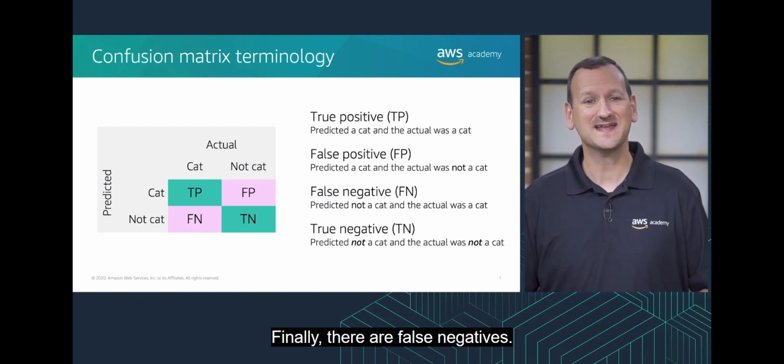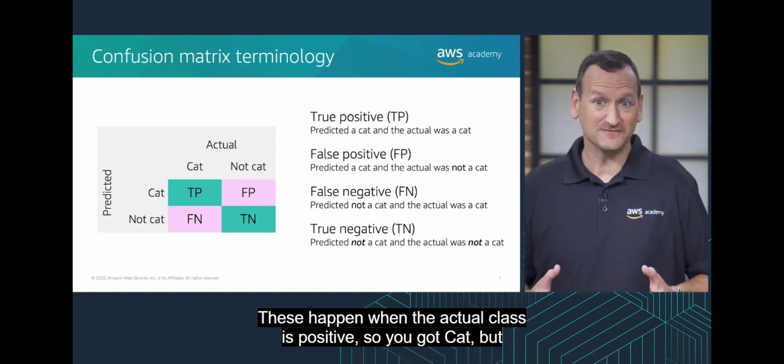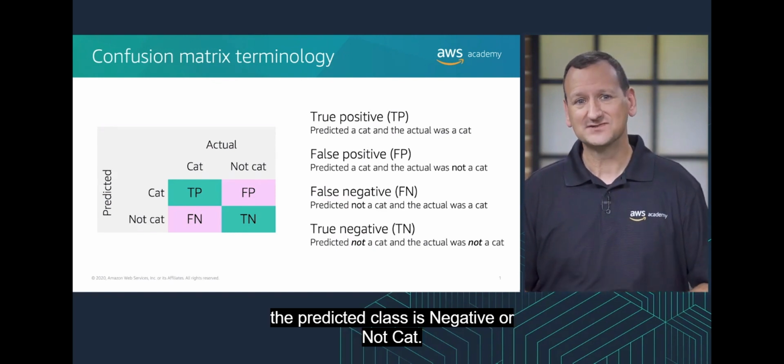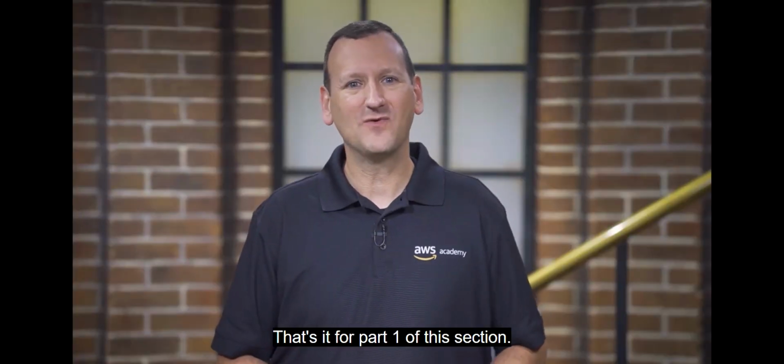Finally, there are false negatives. These happen when the actual class is positive, so you got cat, but the predicted class is negative, or not cat. That's it for part 1 of this section.